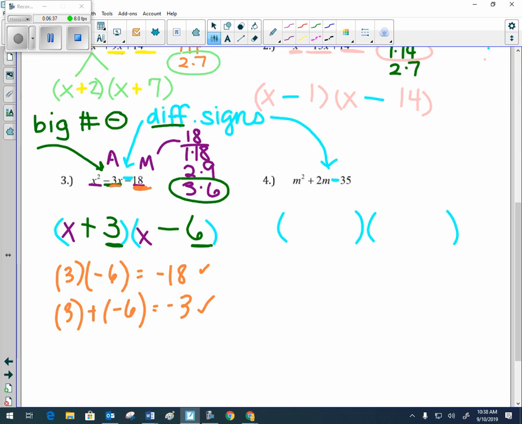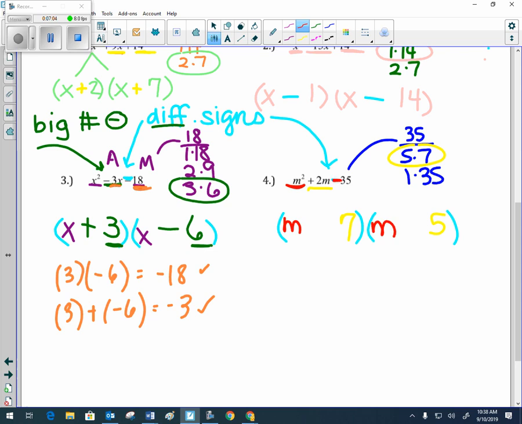In question 4, we want numbers that multiply to 35. So I'm going to do 5 times 7, 1 times 35. My numbers also have to add or subtract to 2. So that tells me that my numbers are going to be 5 and 7. Notice in this case there is a little bit of a change here. Instead of having x squared, we have m squared, so it's m times m.